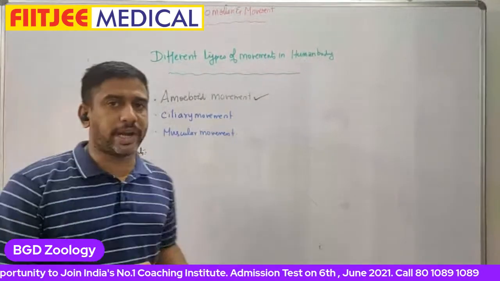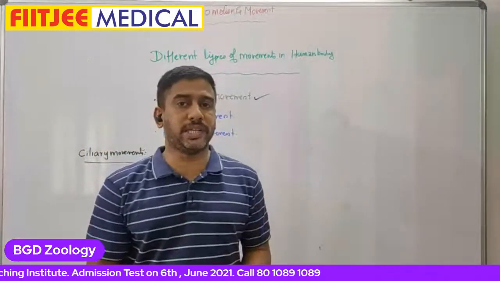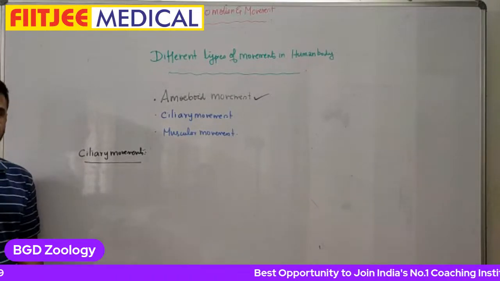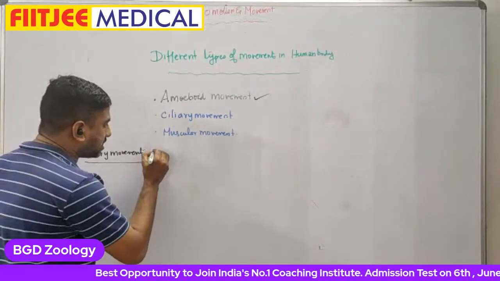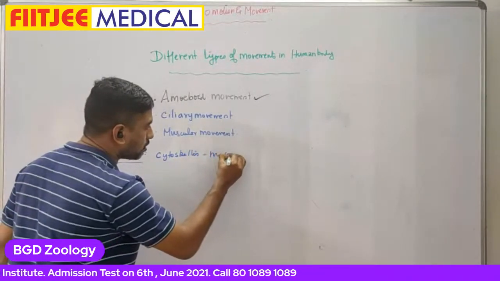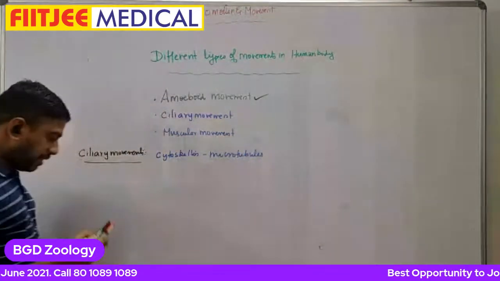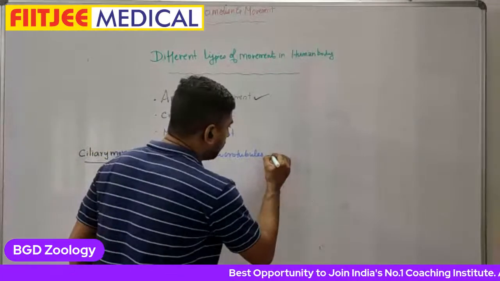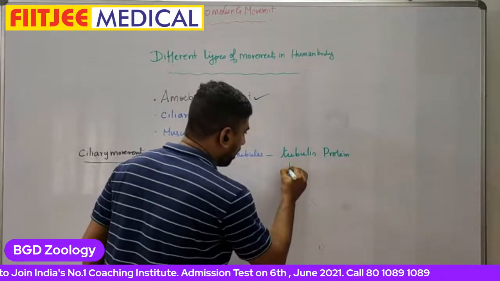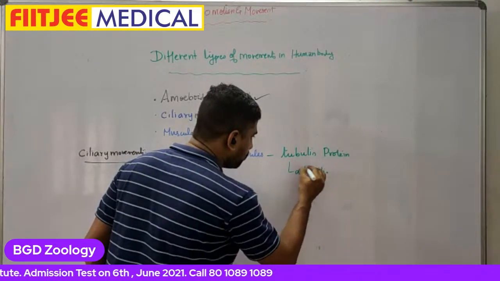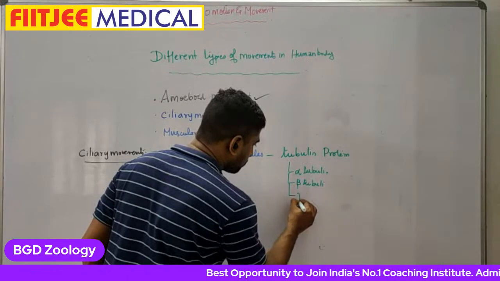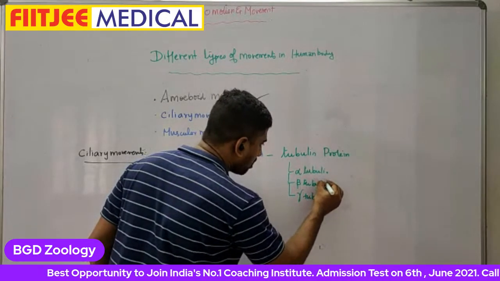So here I would like to bring your attention. Already we had discussed the cytoskeleton in the chapter Cell: The Unit of Life. At that time we learned that the cilia and the flagella are made up of a cytoskeleton called microtubules. And these microtubules are made up of the tubulin protein: alpha tubulin, beta tubulin, and gamma tubulin.